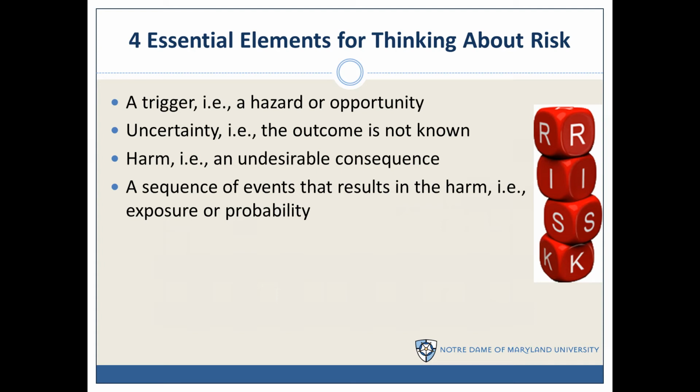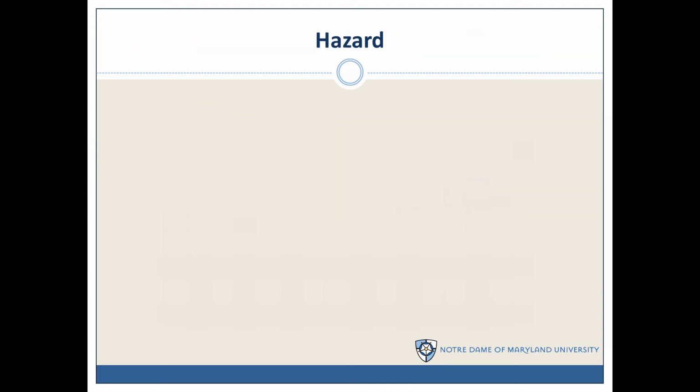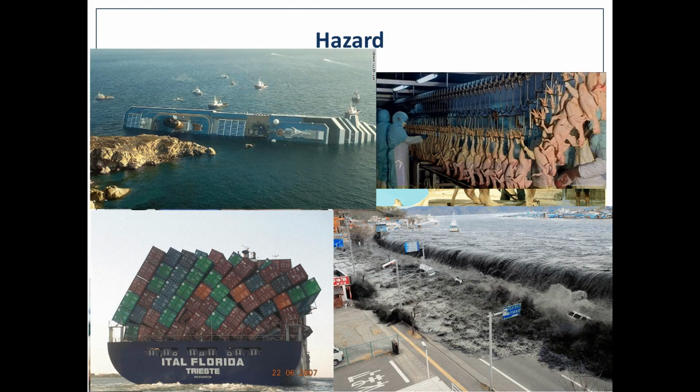The third element to help you wrap your head around this idea of risk is to identify the harm that can occur when a person is exposed to that hazard or that opportunity. So this has to be some sort of undesirable consequence. And the fourth element is the sequence of events that's necessary to lead to that harm. So we're going to talk about each of these individually for a moment or two. And let's begin with the idea of a hazard.